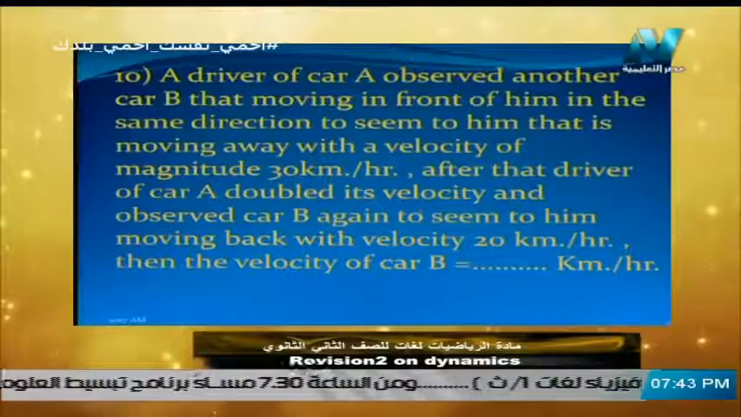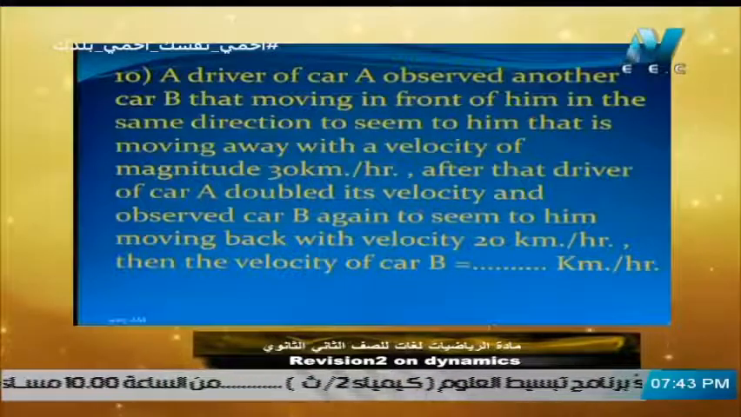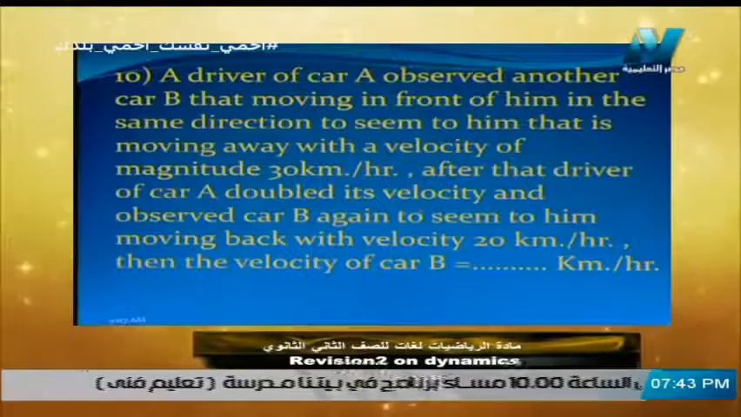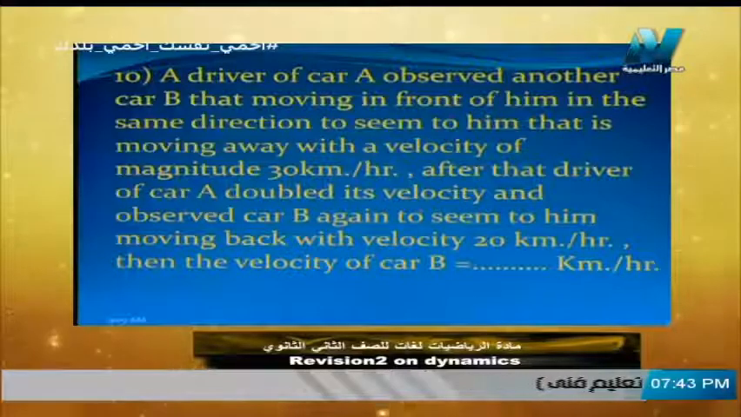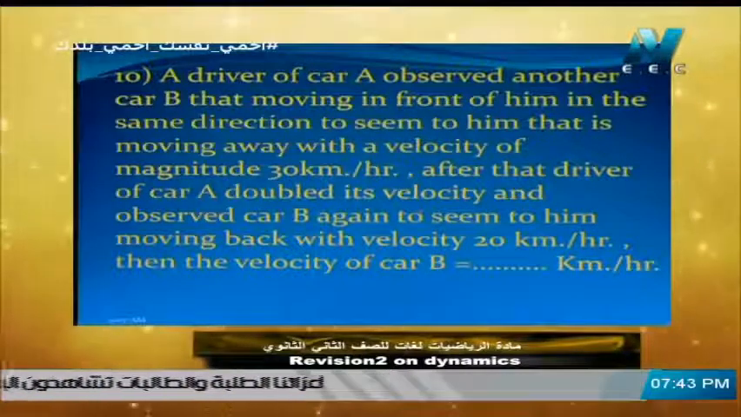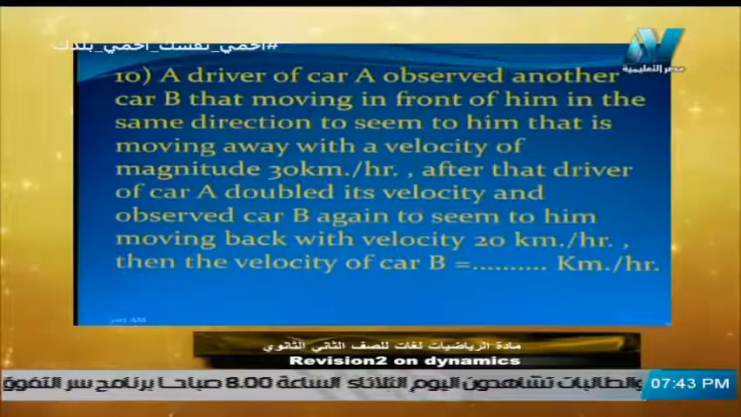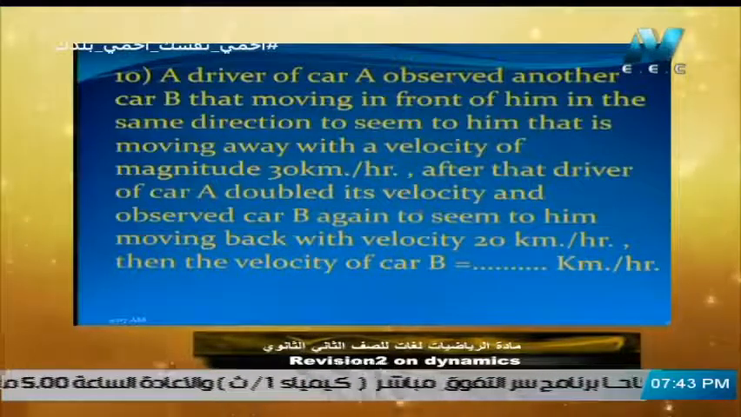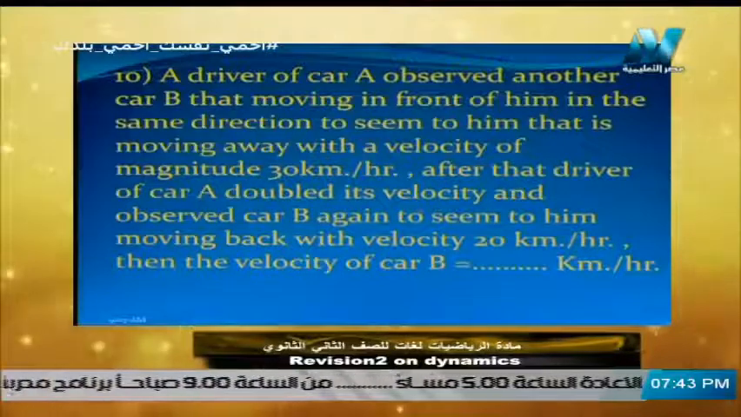After that, the driver of car A doubled his velocity and observed car B again. It seemed to him to be moving back with velocity 20 km/h. Moving back here means that it will be negative, because forward means positive and back means negative. Then the velocity of car B equals what? km/h.